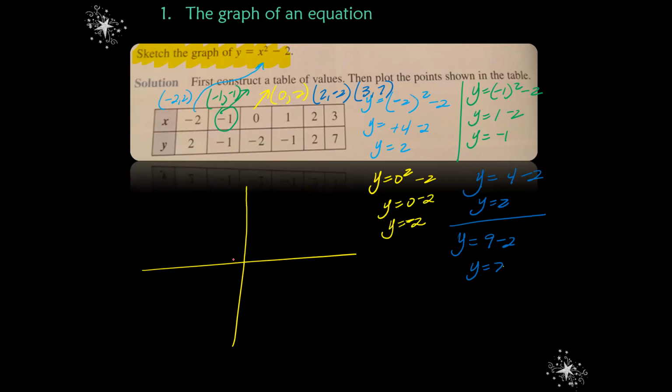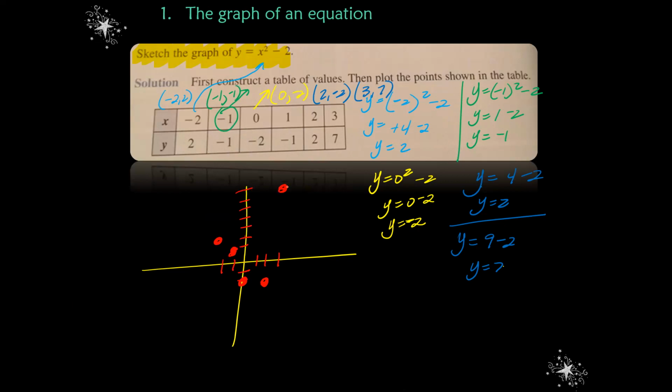In which case you have -2, 2. So right there is your first point. -1, 1, 0, -2. And then I have 2, -2, 1, 2, and then I have 3, 1, 2, 3, 4, 5, 6, 7.